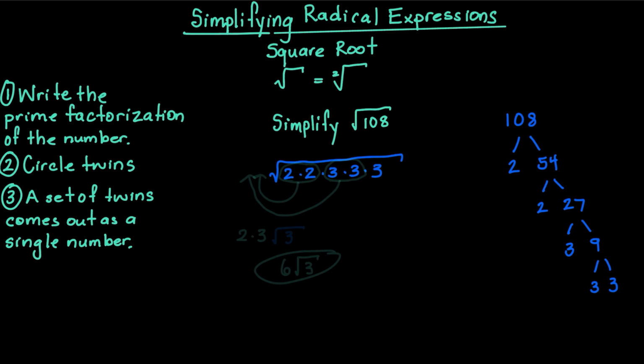Now I'm going to look for any twins. I have a set of twins that are 2s and a set of twins that are 3s. These are going to both come out because they're twins. So on the outside, I'm going to have 2 times 3. And on the inside, I'm left with radical 3. So my final answer is 6 radical 3.